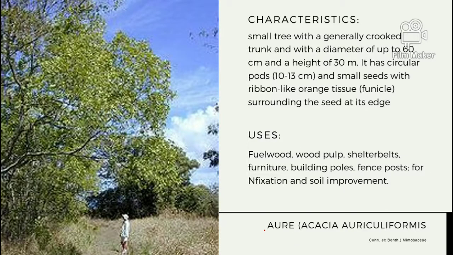Ore, or Acacia auriculiformis, is a small tree with a generally crooked trunk with a diameter of up to 60 centimeters and a height of 30 meters. So its uses are for fuel wood, wood pulp, shelter belts, furniture, building posts, fence posts, for dune fixation and soil improvement.